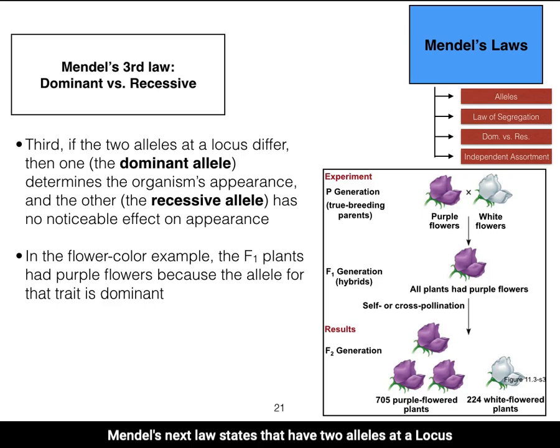Mendel's next law states that if two alleles at a locus differ, then the dominant allele determines the organism's appearance, or phenotype, and the other, the recessive allele, has no noticeable effect on the phenotype. Using the flower example, the F1 plants have purple flowers because the allele for purple is dominant to the allele for white flowers.